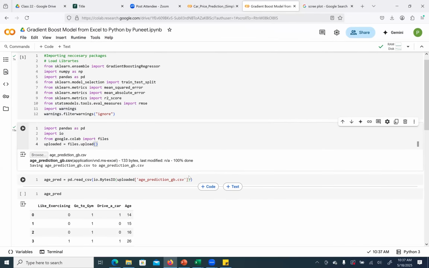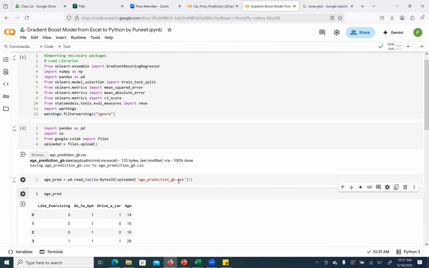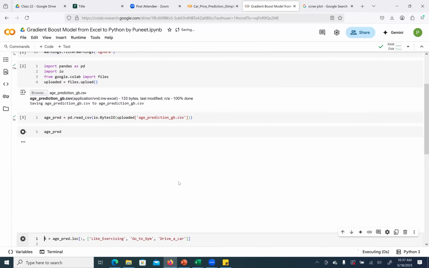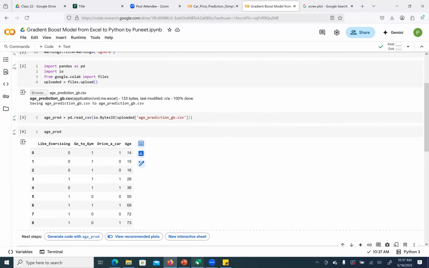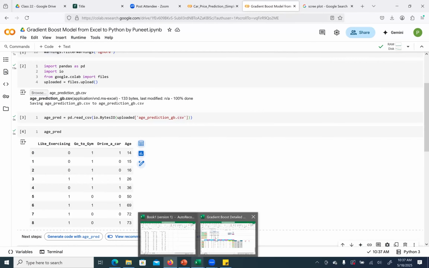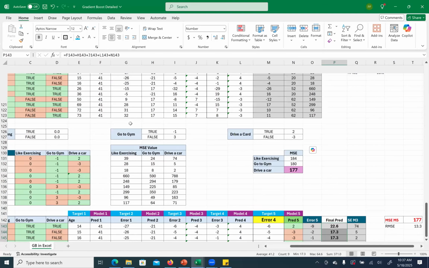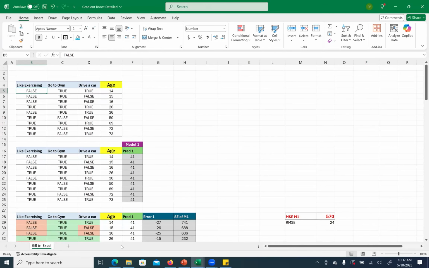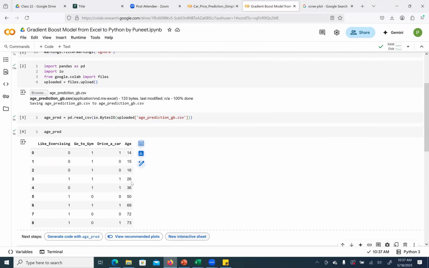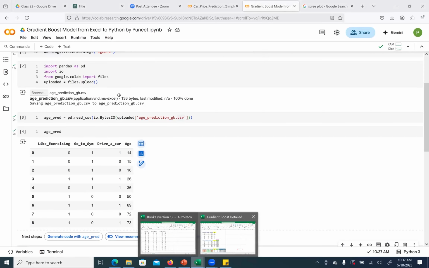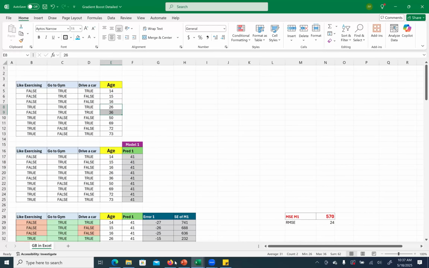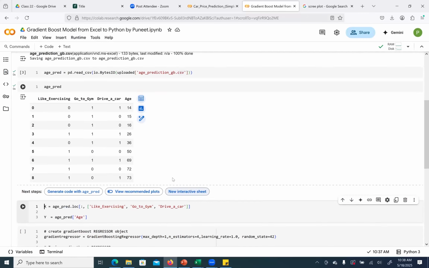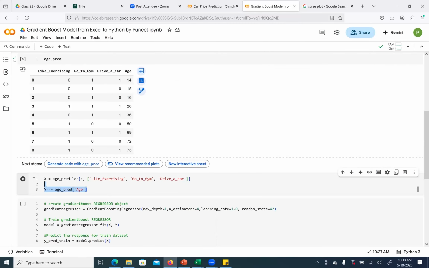I've uploaded the notebook. I am reading the CSV file. And if you look at it, I have the same data set that I had earlier. It's just that instead of true, false, I have 0s and 1s. Otherwise, 14, 15, 16, 26, 36. Same values are there. What I'm doing is, as a standard practice, keeping all the input variables separate and my target variable separate.